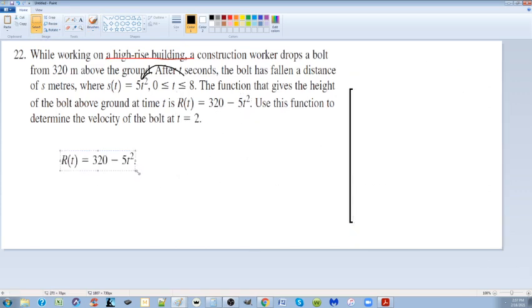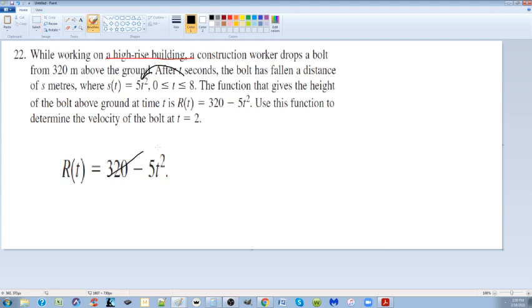So we can first find the derivative of that, and as you know, I like to rearrange it. Well, good news is the derivative of this will be nothing. The 2 in front of this is going to be minus 10t is the derivative. Use the function to determine the velocity of the bolt. Okay, at t is equal to 2.